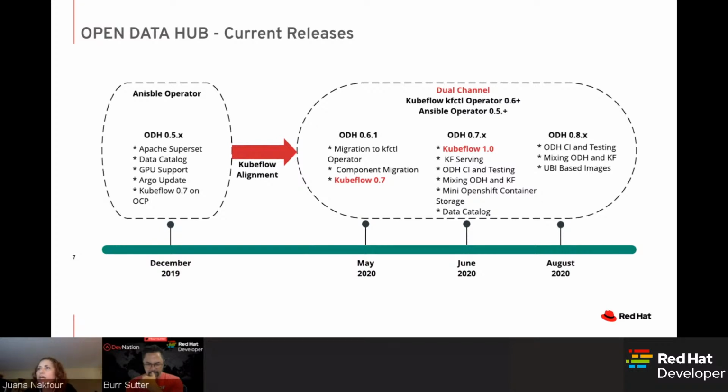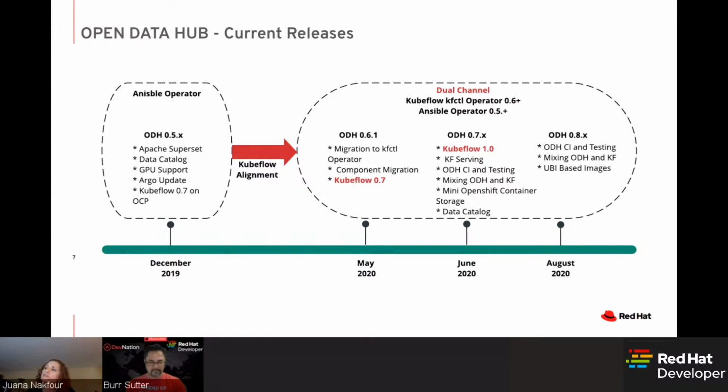So today, when you try to download and install Open Data Hub, you'll see two channels. The first channel is the Kubeflow channel, which is the 0.6, and it has Kubeflow in it. And then the original one, which is 0.5, it's the legacy one, which is the Ansible operator. And we're keeping them like this for a little bit, just so we're a little bit more confident with the Kubeflow operator way. So the latest release of Open Data Hub was 0.6.1, which was released end of May, beginning of June, and that includes Kubeflow 0.7.